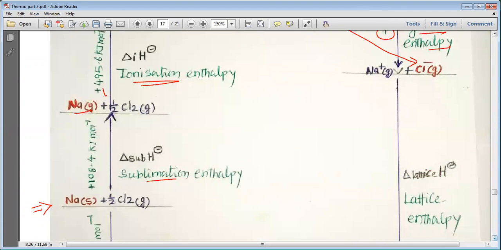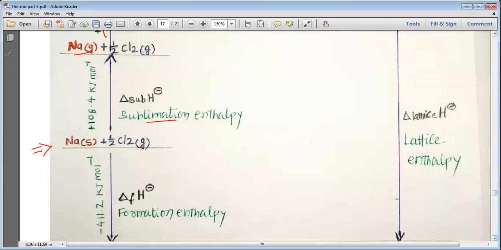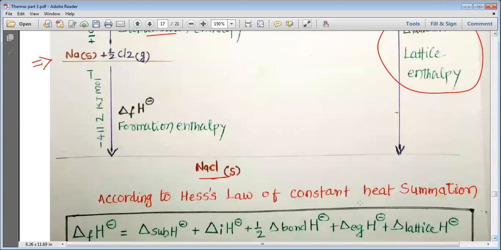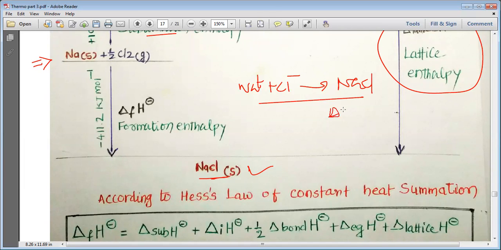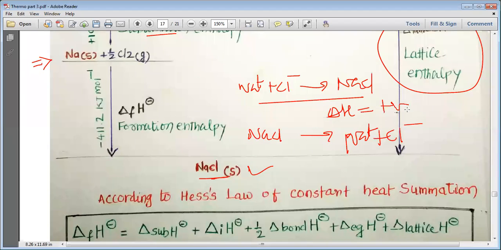Now what happens, my dear students? This Na plus and Cl minus combine with each other and energy is released. This energy is also known as the lattice enthalpy, and thus when Na plus and Cl minus combine, we get NaCl solid. Remember, when Na plus and Cl minus give NaCl, delta H related to this is known as the lattice enthalpy. And when NaCl gives Na plus and Cl minus, this is also known as the lattice enthalpy. But if the sign is positive here, then there the sign is going to be negative. That is the major difference.